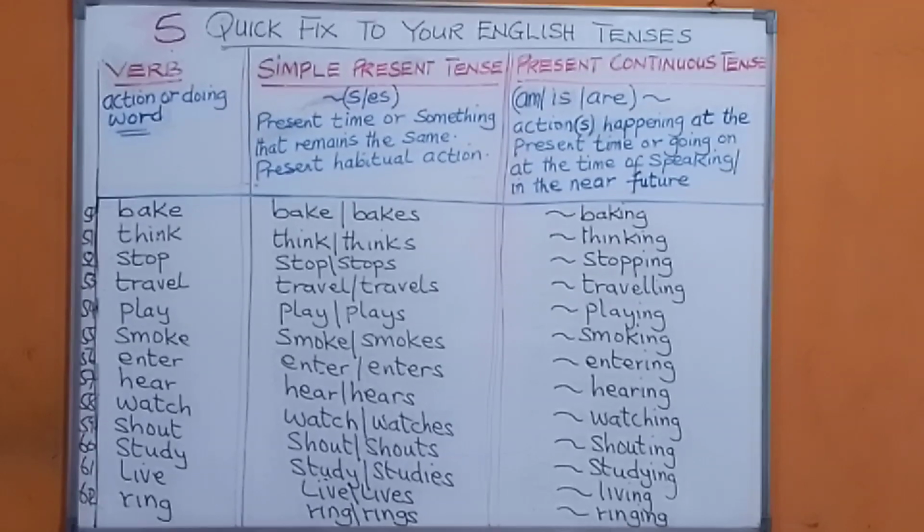And so far we have covered simple present tense and present continuous. Please, that is a quick fix to that. We are going to continue with our quick fix to English tenses. Next time we are going to look at two more tenses, and then we go on until we finish the 9 tenses.